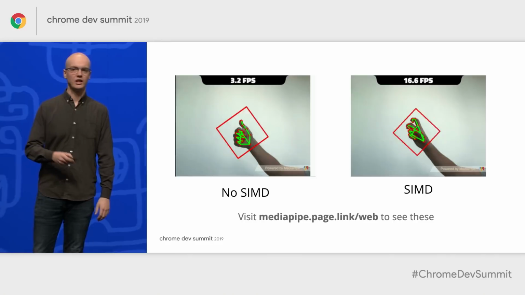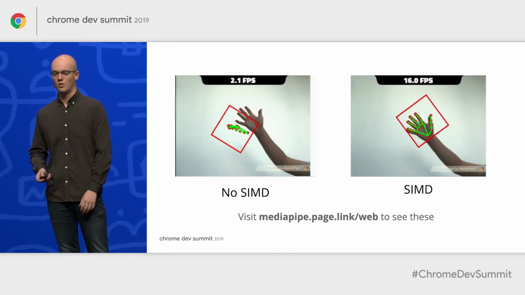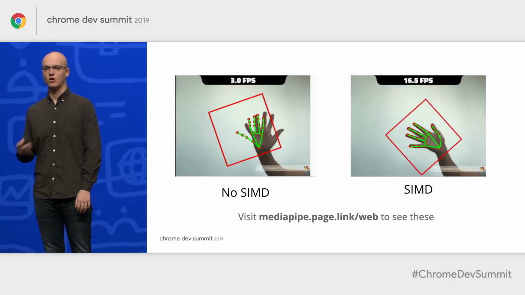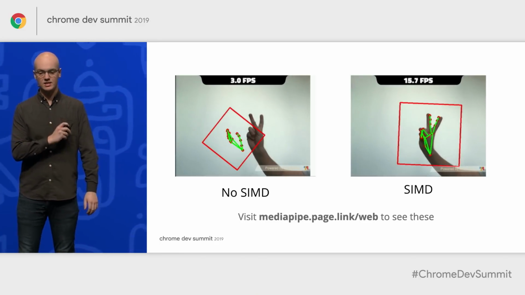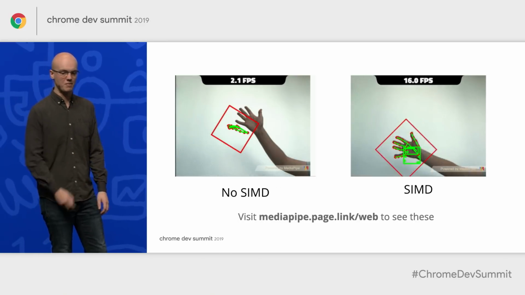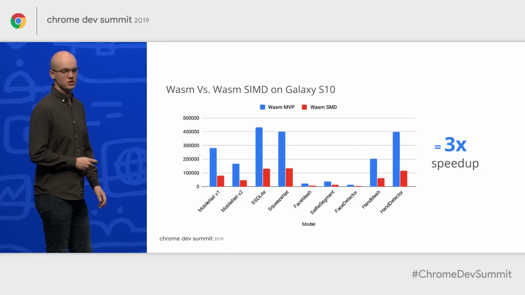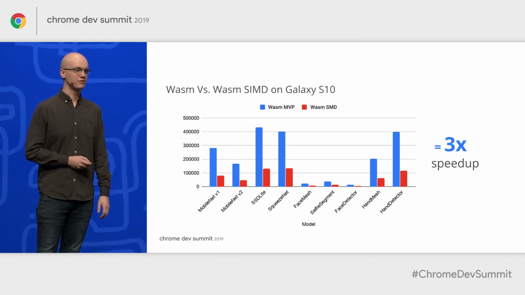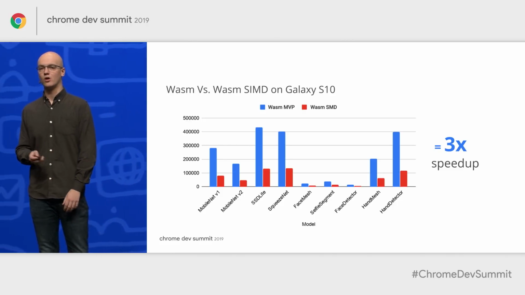Without SIMD, you're only getting about 3 frames per second, while with SIMD, you get a much smoother 15 frames per second, which makes all the difference. You can visit this link to check these out for yourself, or come by the sandbox to play with them. The Google research team looked at a bunch of their models and found that, in general, SIMD offered a 3x improvement on overall speed.